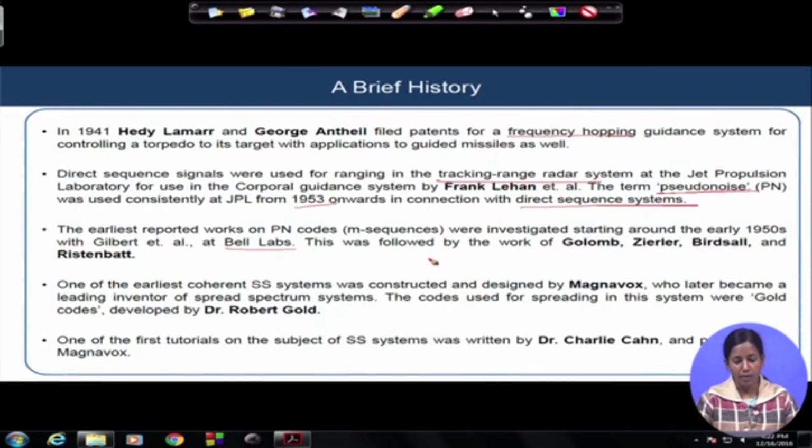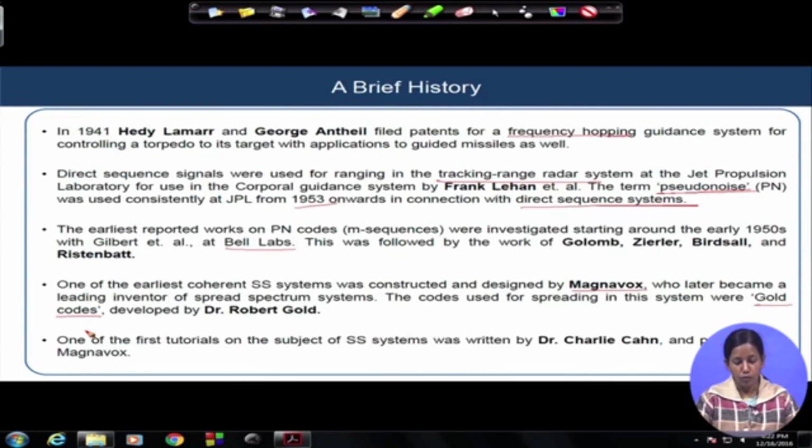And finally, the earliest coherent spread spectrum system was first constructed and designed by Magnavox, and the code used inside that was the Gold code, whose inventor was Dr. Robert Gold. We will learn a lot about the Gold codes and their properties in one of the modules in this course. We will also learn what other codes are used in practice for spread spectrum communication systems, including the M sequence.